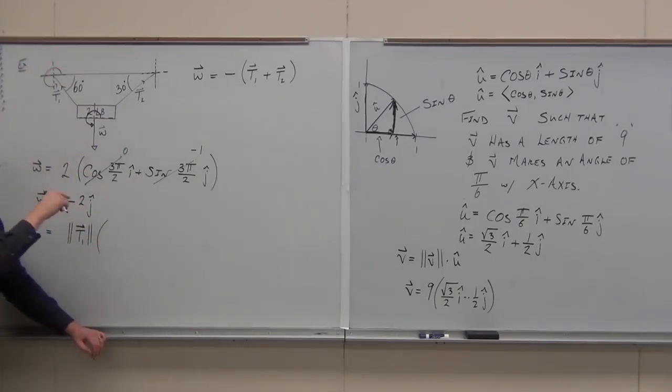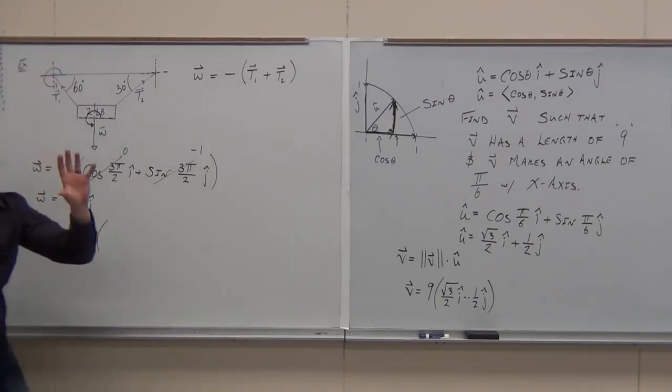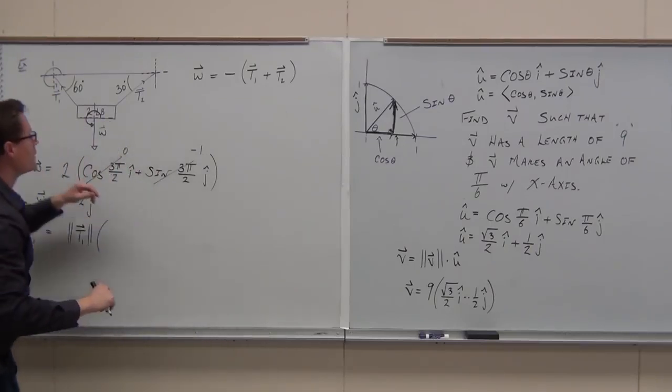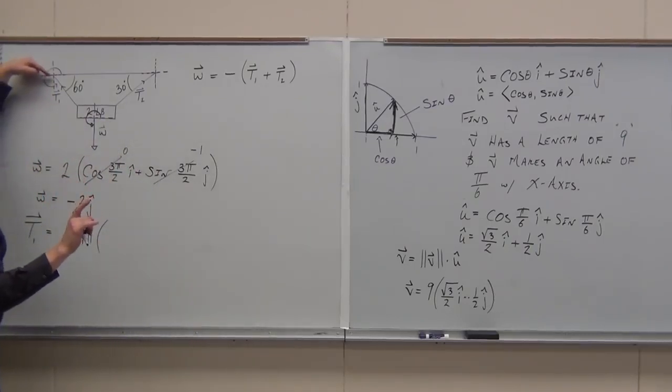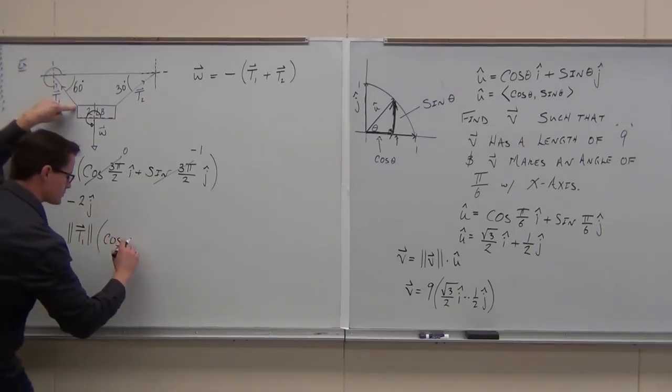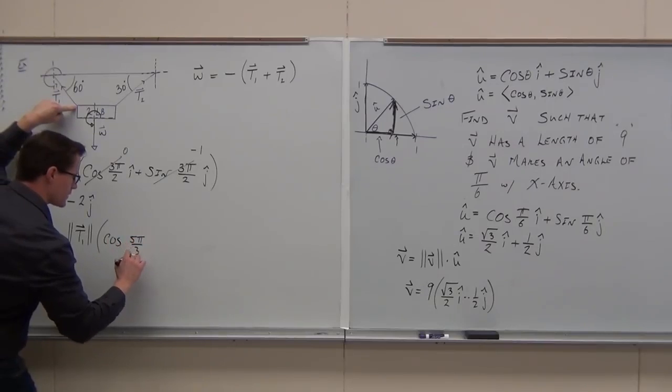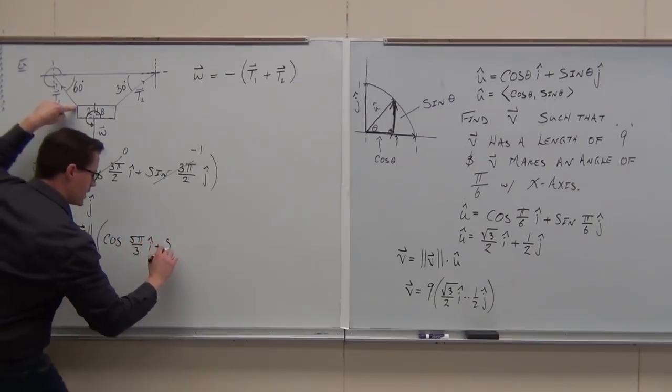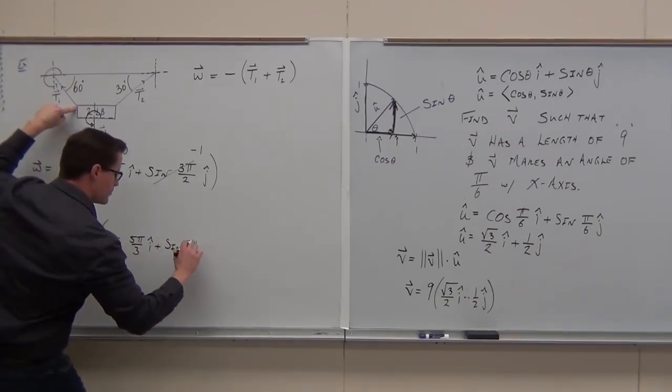So if I wanted to find the unit vector that does this thing, please watch carefully. Don't miss this. The unit vector that describes from here to here is cosine 5 pi over 3 i plus sine 5 pi over 3 j.